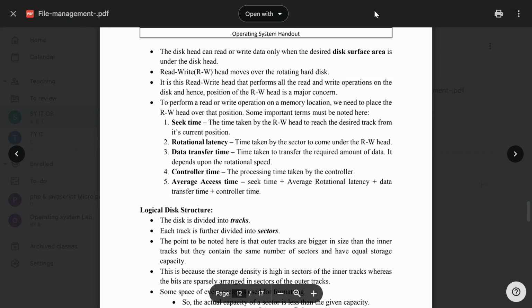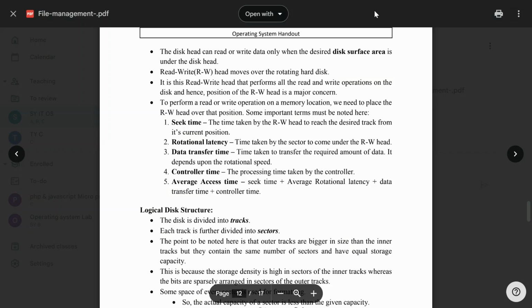The next term is the controller time, the processing time taken by the controller. It is the time required to write or read that particular data from the disk. Next is average access time. Average access time is equal to seek time plus average rotational latency plus data transfer time plus controller time.